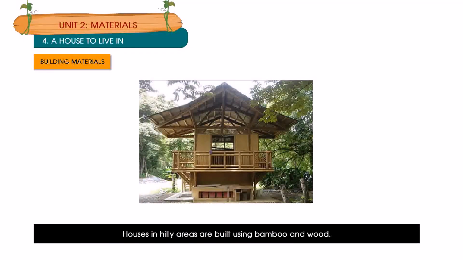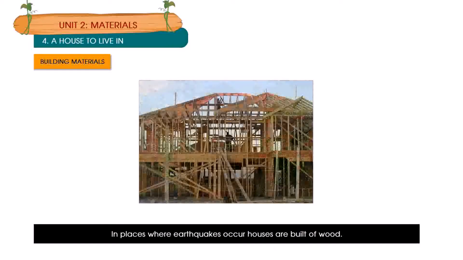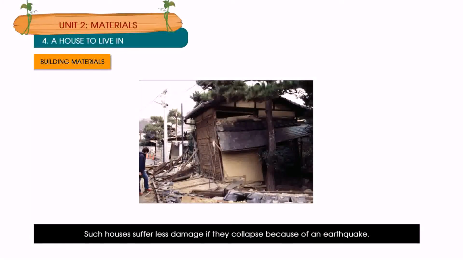Houses in hilly areas are built using bamboo and wood. In places where earthquakes occur, houses are built of wood. Such houses suffer less damage if they collapse because of an earthquake.